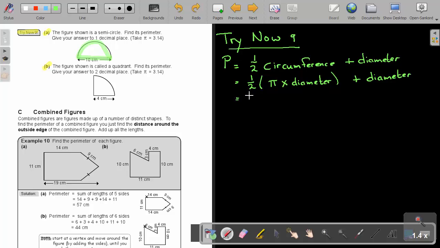And then I'm just going to substitute now. What is pi? They say 3.14, so use the one that they are telling you to use. And what is the diameter? That's 10. And then add another diameter. If I simplify this, I will come to 15.7 plus that 10, and my final answer will be 25.7.